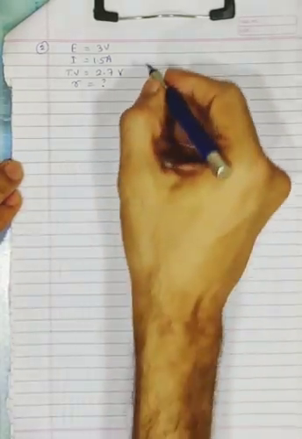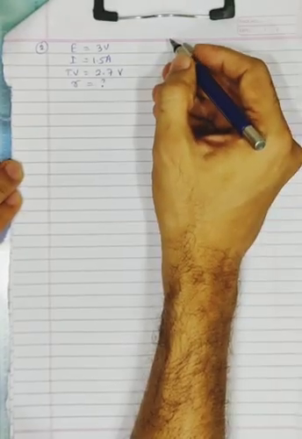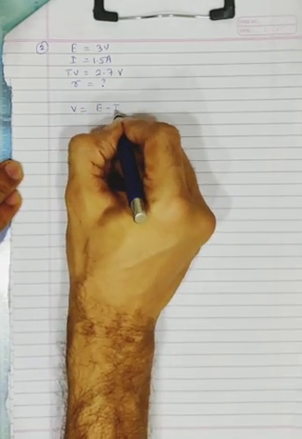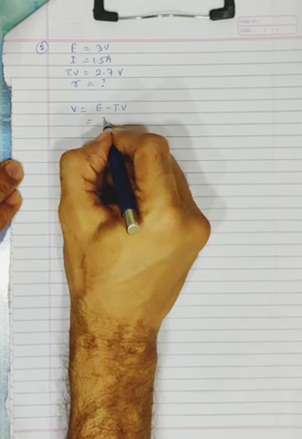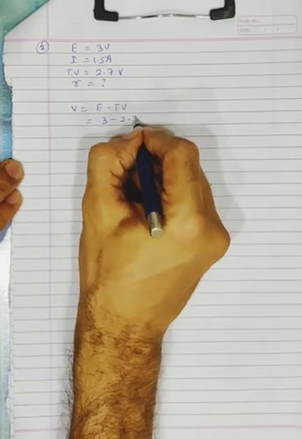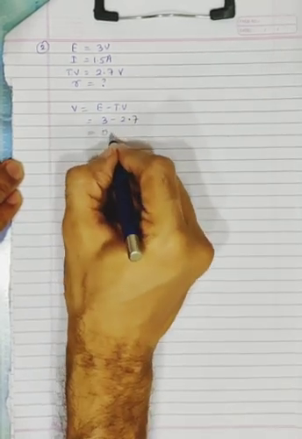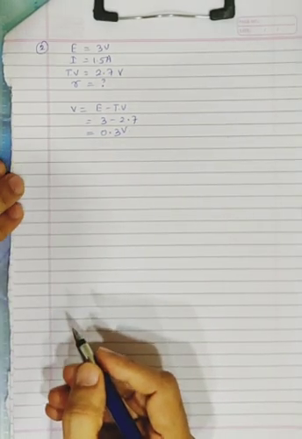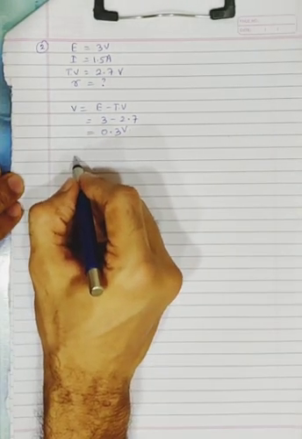There are a couple of methods you can use. What I am doing first here is, we'll first find out small v equal to how much. So v is EMF minus terminal voltage V, so 3 minus 2.7, which is 0.3 volt. That's your small v. Then what is EMF equal to?